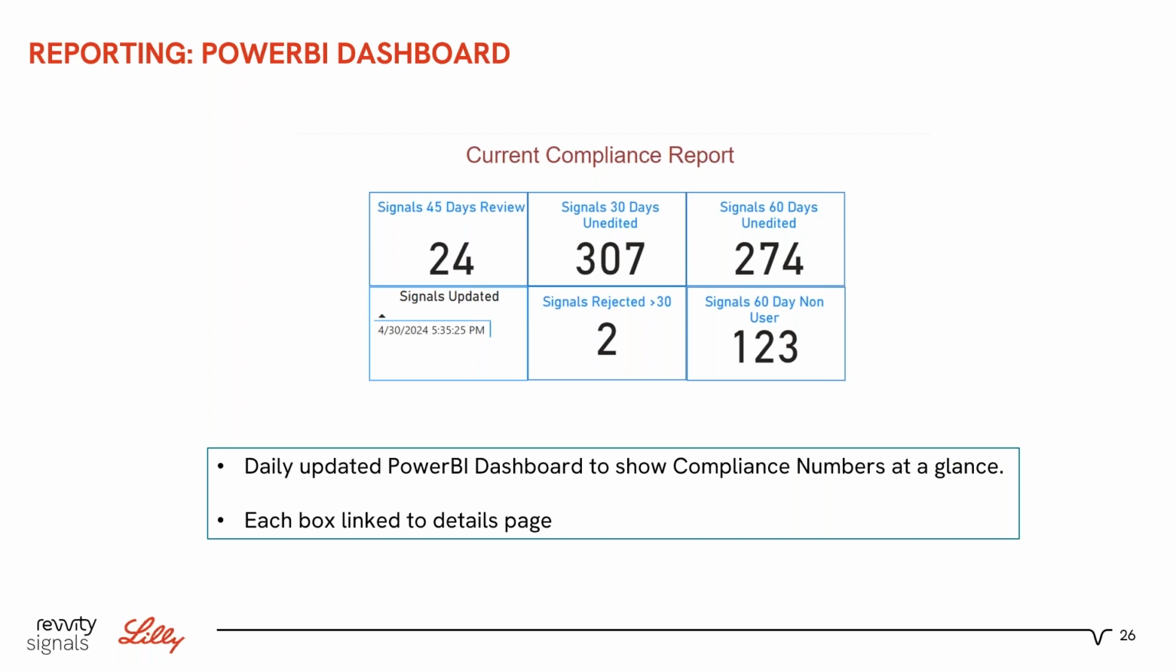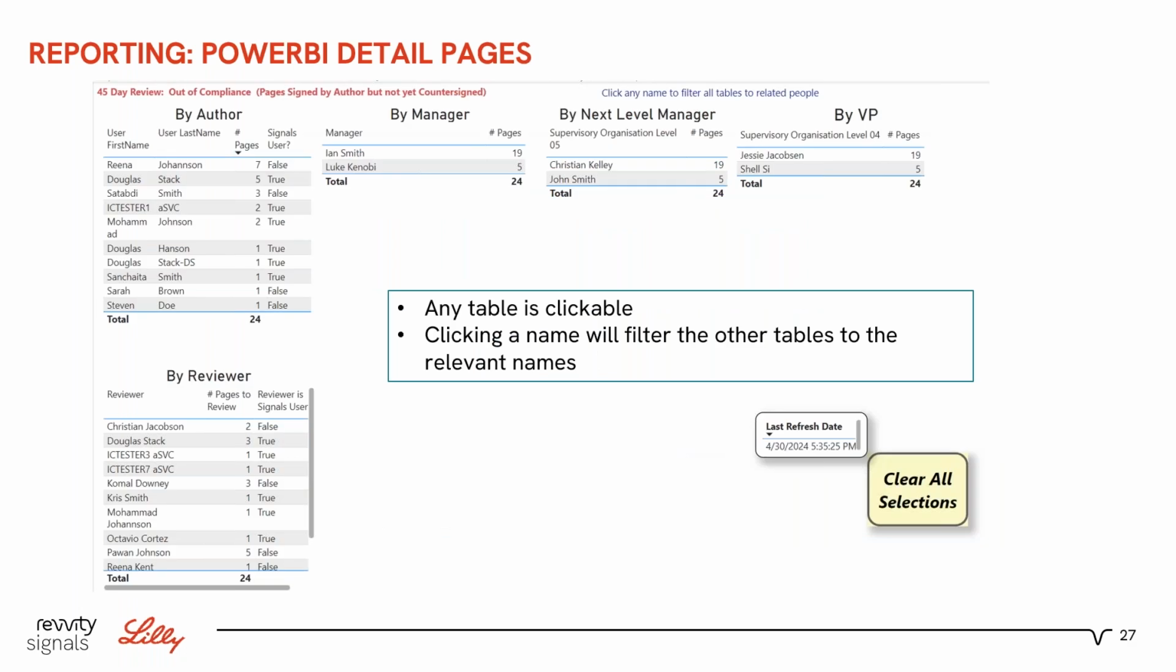And then I have each box here linked to a details page because management doesn't just want to see, we have 24 of these outstanding. They want to see who those people are so they can go talk to them and get those fixed. So if I click one of these boxes, if we go to the next page, it shows an example of the report that we can get from that. And so for the review, I've got author and reviewer listed here. We've got their manager, a next level manager, and then the VP level.